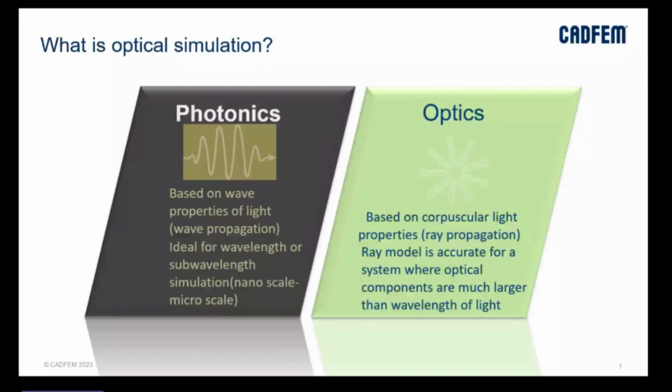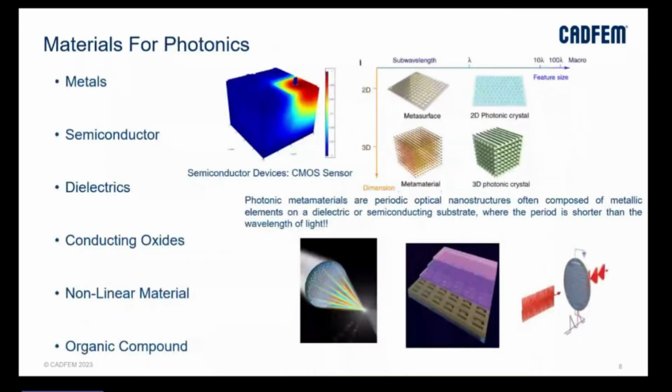Now coming to the materials for photonics. I just mentioned the geometry and the device size. One of the important parts is assigning the material, which kind of material you are assigning. As you can see, there are various types of materials we use for photonic simulation. The first thing is metal.